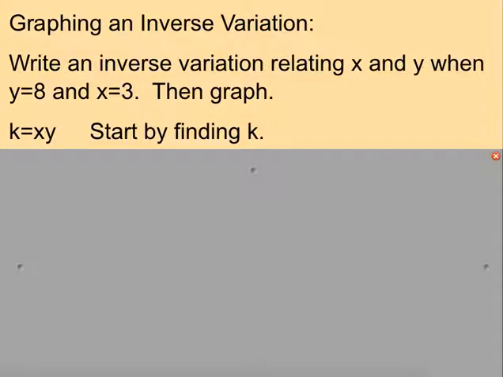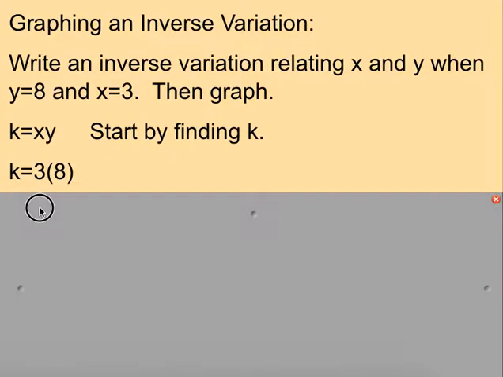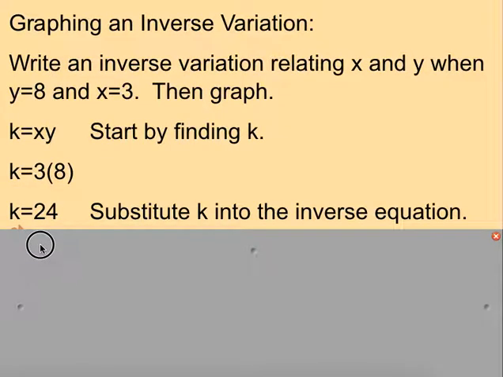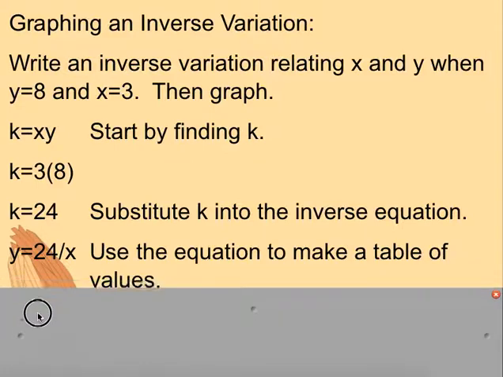All right, write an inverse variation relating x and y if y is 8 and x is 3. What we're saying is we know that this is inverse variation. So what we can do is say, I really just need to find the constant. So we say our constant in inverse variation is found by multiplying together x and y. So we do that. 3 times 8. So if k is 24, we can substitute it into the inverse equation by saying y is equal to the constant 24 divided by x.